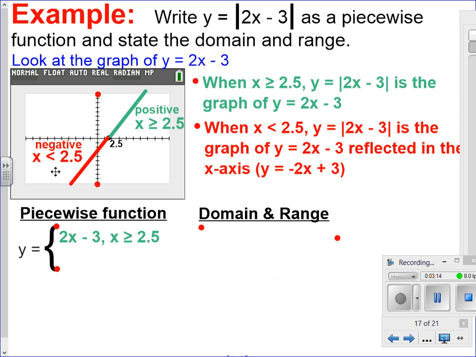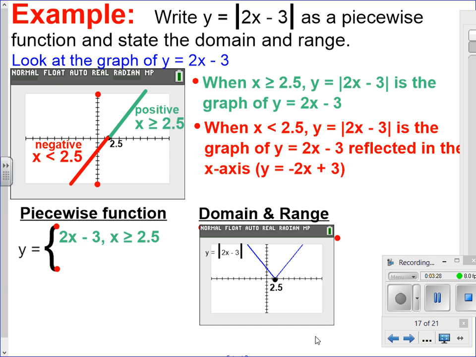So you can see when x is less than 2.5, the absolute value function is actually the graph of 2x minus 3 reflected in the x-axis. So it's going to become the graph negative 2x plus 3. So you can see here in my graph of my absolute value, the positive piece, and you can see the negative piece is reflected in the x-axis. So this negative piece becomes negative 2x plus 3 when x is less than 2.5.